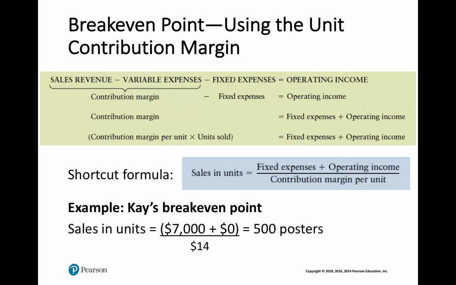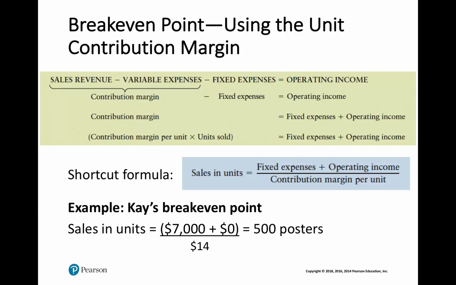So our example here for K, sales in units: 7,000 of fixed expenses, plus 0, which is our break-even, divided by our $14 contribution margin, and that equals 500 posters. And if you remember back from our example, she's currently selling 550 posters, and if you recall, she had a profit of $500, or $700, excuse me.